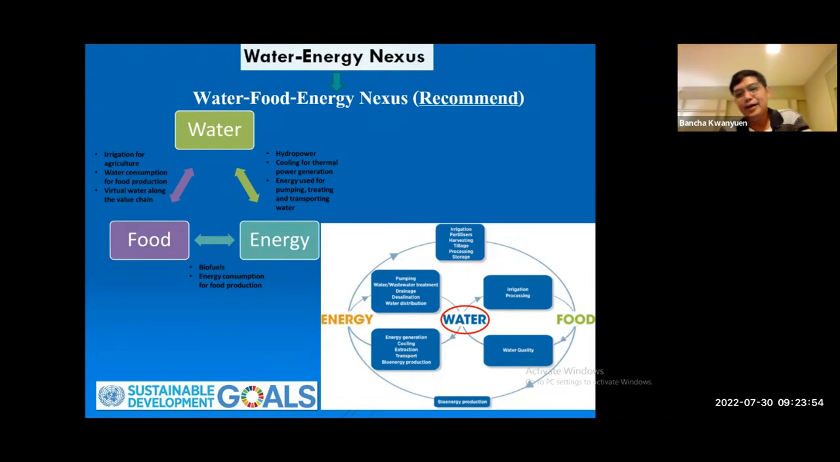In the later diagram on the right, you can see the Sustainable Development Goals of the UN. You can see the water can be the center of this, and you have the energy and the food there, because on the water itself you can have irrigation, you can have the topic of water quality, and you can have the topic of energy and cost.